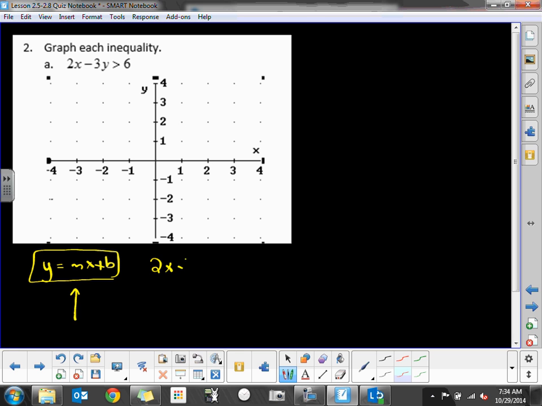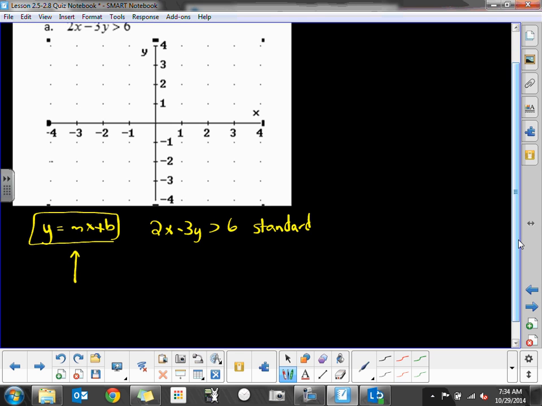The 2x minus 3y is greater than 6. This is really in our standard form. And in standard form, it's probably a little bit easier to graph a line by using your x and y intercepts. So we're going to create a t-chart and graph this line by looking at the x and y intercepts. We put in a 0 for x to find the y-intercept. Then I'm going to put in a 0 for y, and if I do that, I'm going to find the x-intercept. So now it's a matter of plugging in some numbers and seeing what our results are.